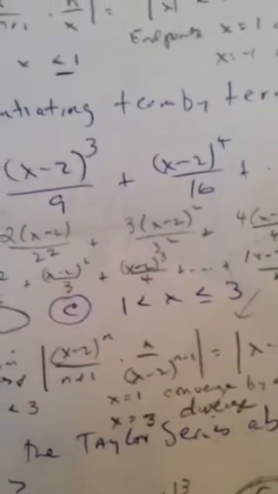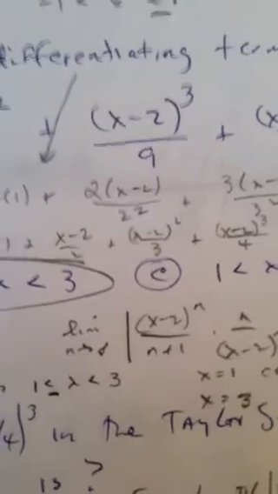Apply your ratio test with the absolute values. x minus 2 to the n over n plus 1 times n over x minus 2 to the n minus 1. And you'll end up with the absolute value of x minus 2 less than 1. So again, your initial absolute convergence interval would be 1 less than x less than 3.